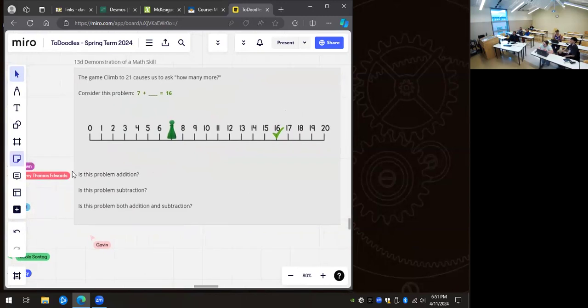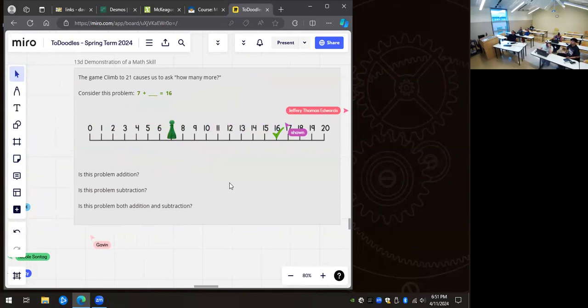Okay, I got you. So why did we do this? How was it exercising our brain? They had to think 4 will have us win. So it's asking you to think how many more. So here's a problem that's different.